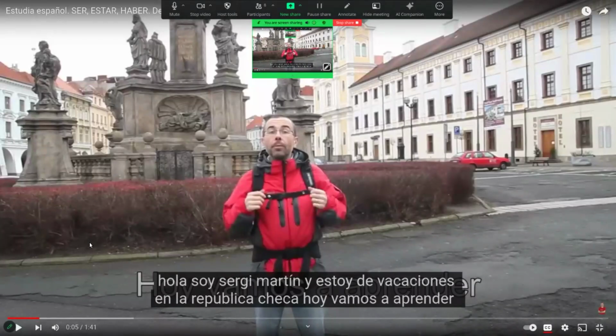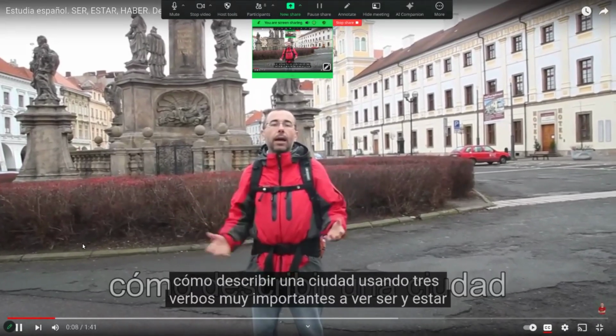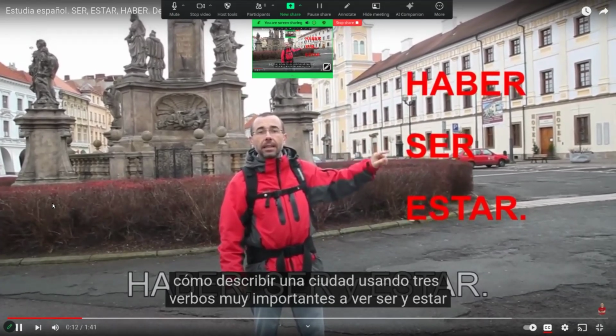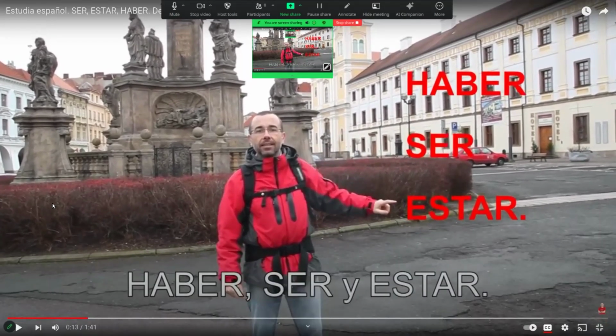And what he says next is, today we're going to learn. Hoy vamos a aprender cómo describir una ciudad usando 3 verbos muy importantes. We're going to learn how to describe a city, using 3 important verbs. Haber, ser y estar. Now, the reason he has haber there is that verb hay, which I told you comes from haber. Haber is the root form, which we call an infinitive.